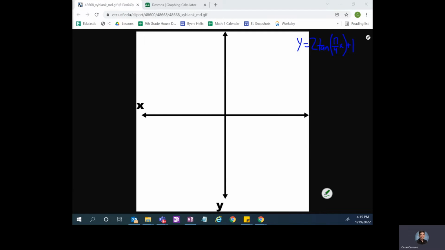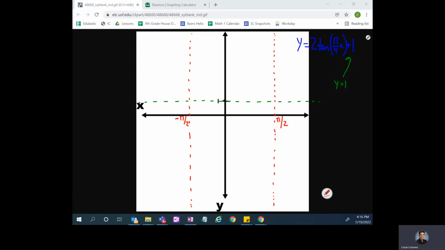Now, as always, start with your midline. In this case, it is y equals 1. So 1 here. I'm going to draw my midline. You'll notice it's going to be a very similar procedure to when we graph sine and cosine. I'm going to draw my asymptotes, which you remember are at pi over 2 and negative pi over 2.